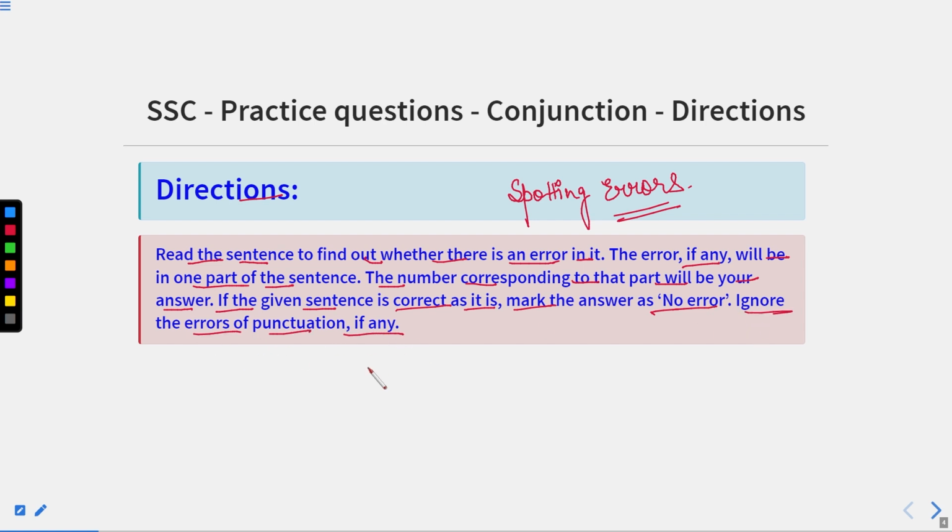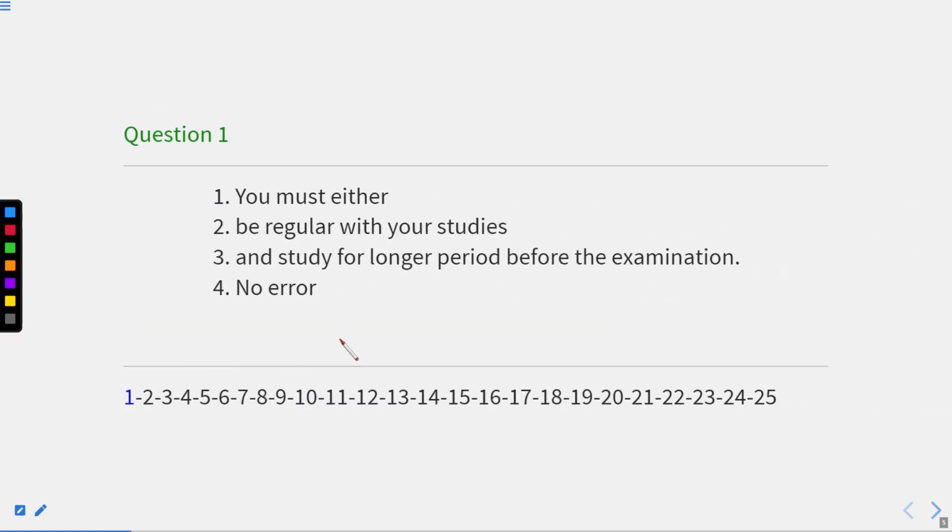Although these questions are of conjunction, these questions are actually based on the conjunction chapter. We know well, so we need to mark the errors of conjunction only. But if there are other type of errors that can also be considered, but we should ignore the punctuation errors that will not be considered at all. Punctuation error will not be considered error. So let's begin the questions. So this is question number 1 that we have.